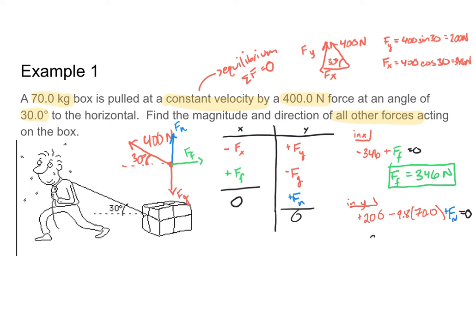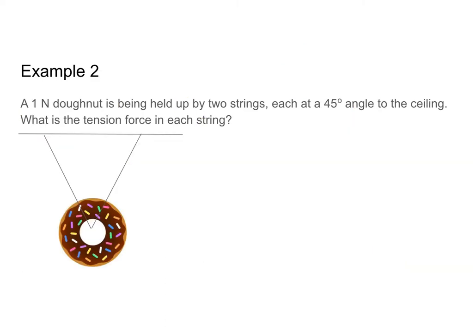Simplifying this, I get that 200 plus 686 plus my normal force is equal to 0. Or excuse me, sorry, 200 minus 686, got to remember our directions, plus our normal force is equal to 0. Thus, our normal force is equal to 486 newtons to balance out both our y component of our applied force and our gravitational force. Now let's look at a slightly more difficult question.